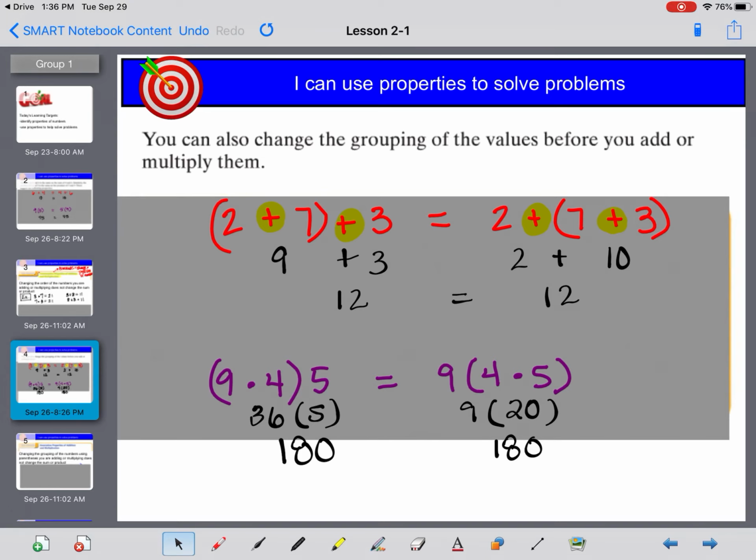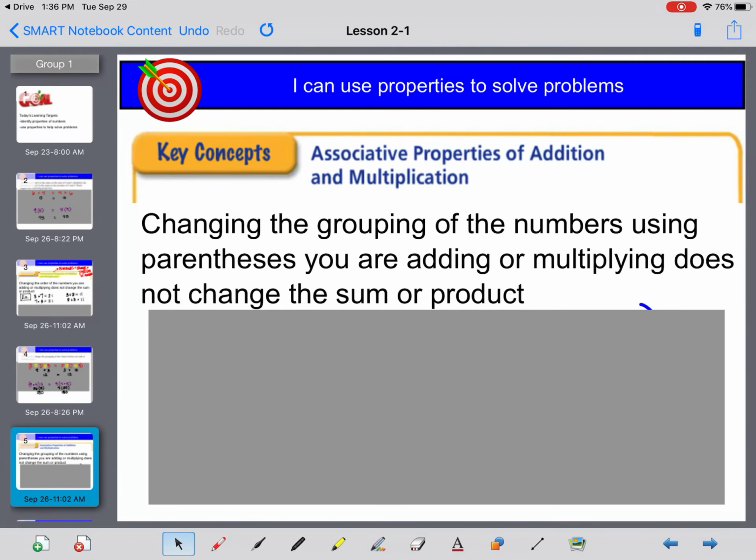So what is the name of that property? Time to write in our notes. It's called the associative property. And again, it only works for addition and multiplication. In your notes, write: Changing the grouping of the numbers using parentheses, when you are adding or multiplying, does not change the sum or the product.